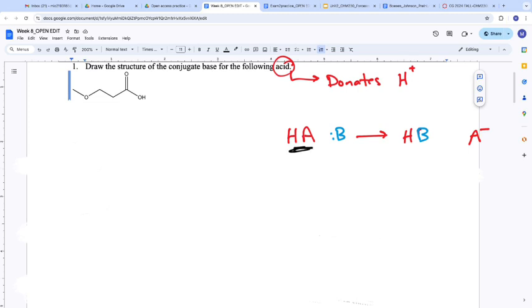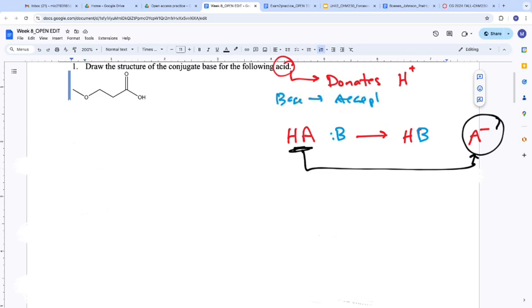This is the acid. That's its conjugate base. How do I know the A- is a conjugate base? Well, what's the definition of a base? Accepts H+. And what needs to happen for A- to become HA? What do I need to change to the structure to make A- look like HA?